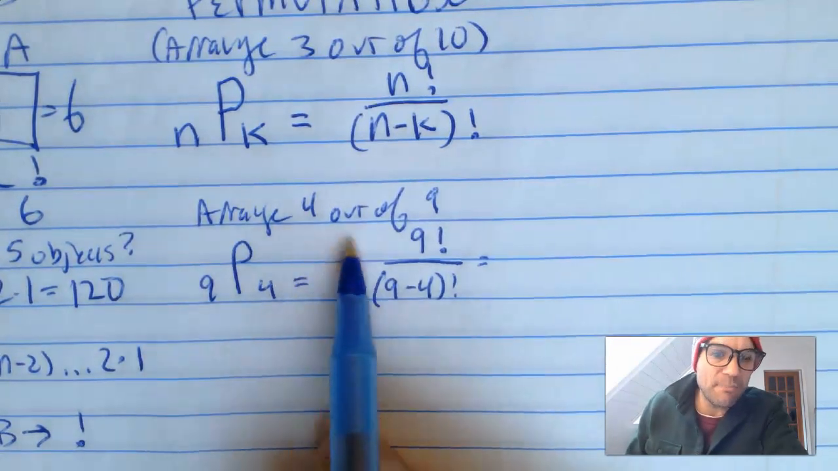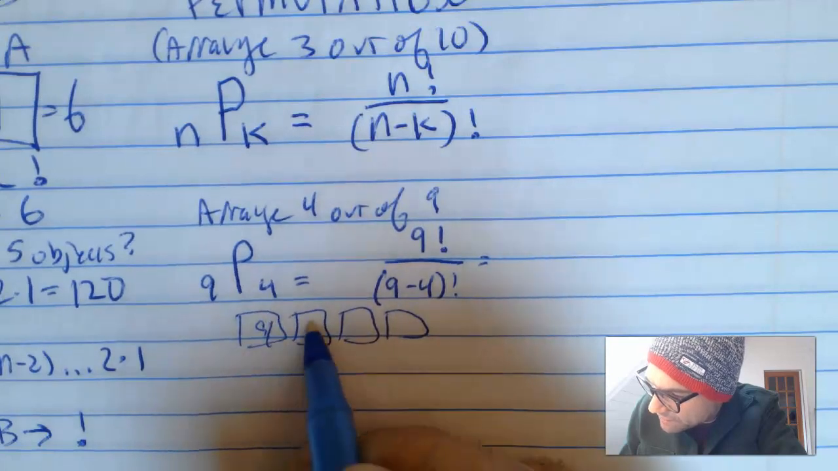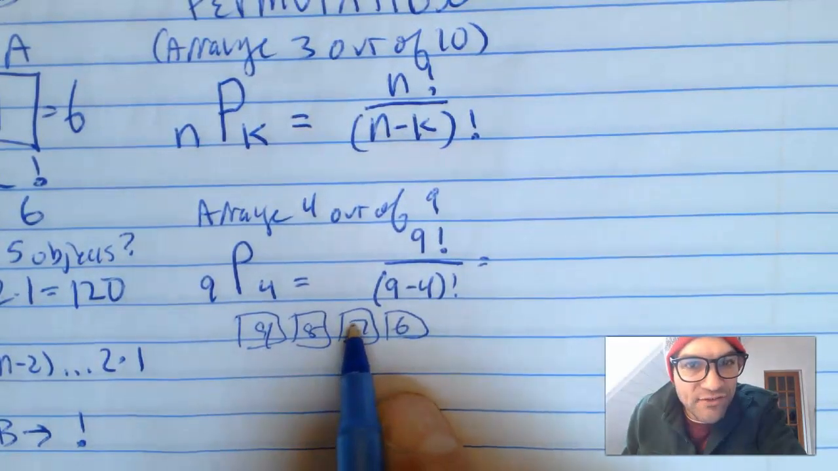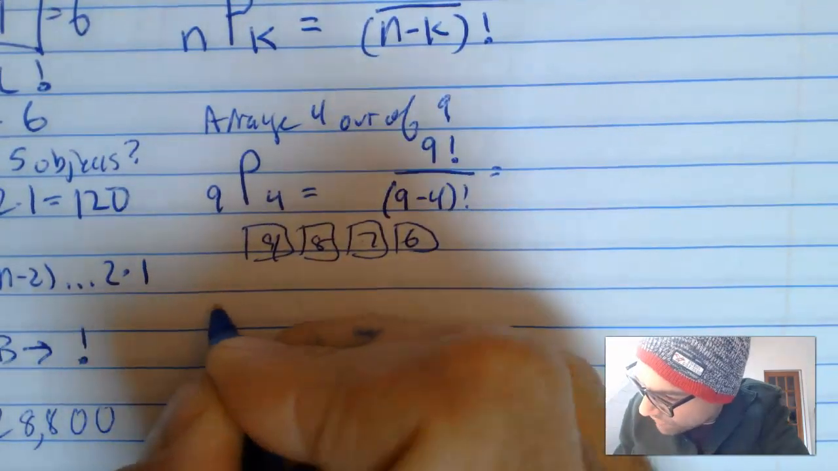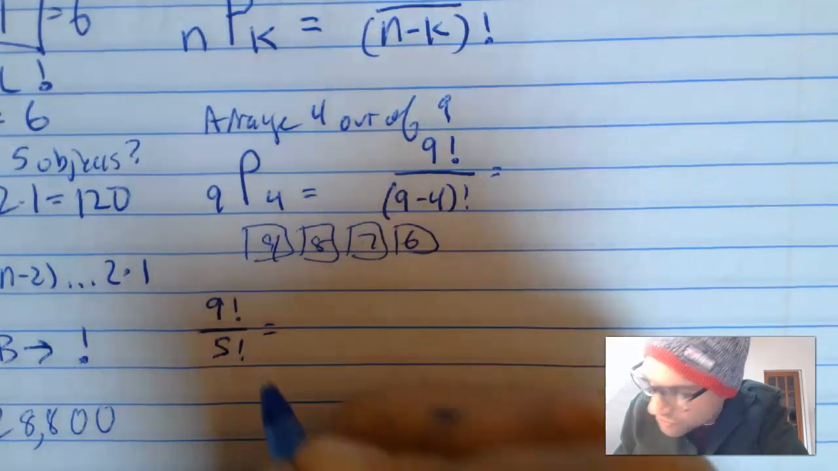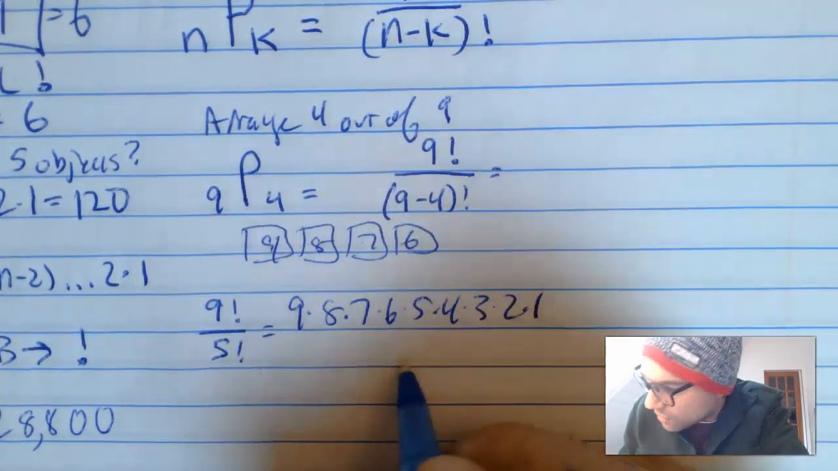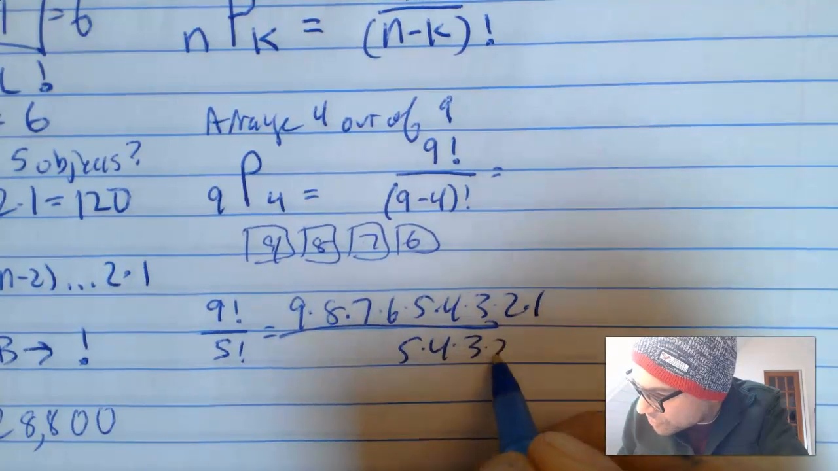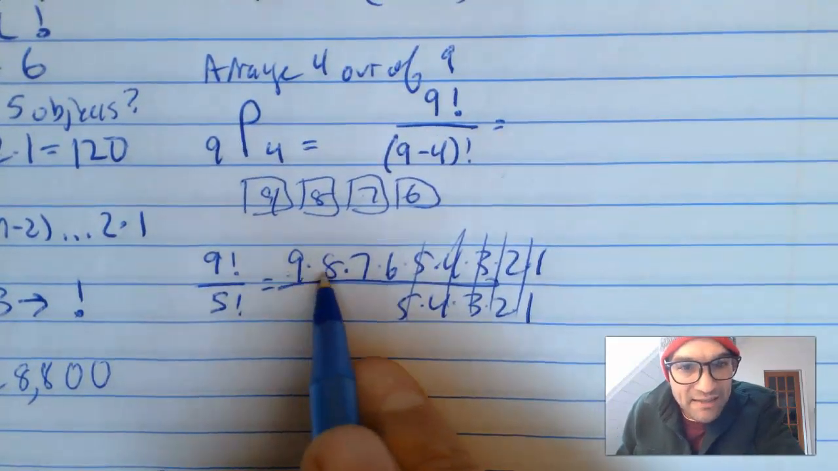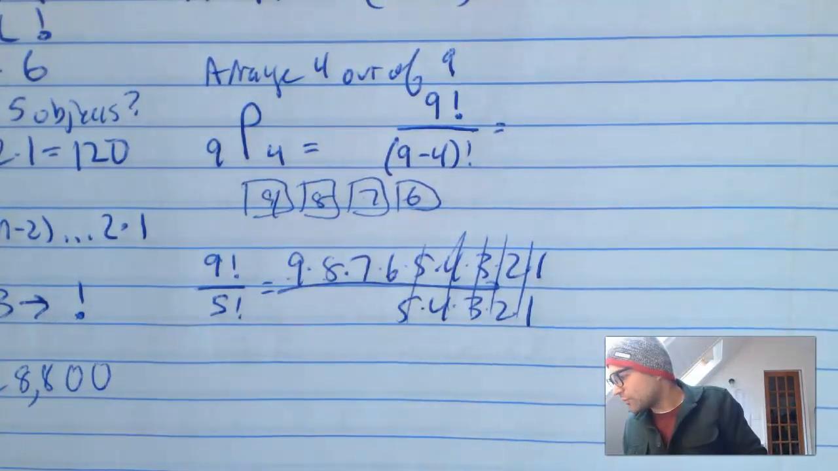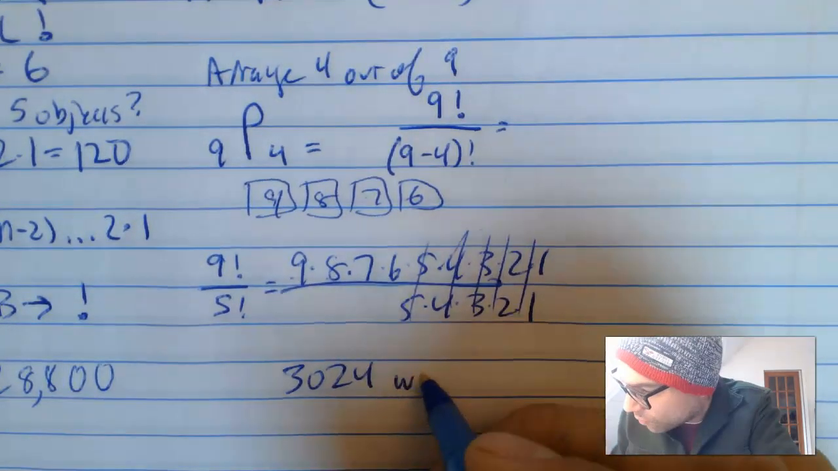And it makes sense because think about this. I have 4 spots, right? There's 9 for the first, then there's 8 left, 7, 6. So I want to end with 9, 8, 7, 6. Let's see if this works out. What is 9 factorial over 9 minus 4 factorial? It's 9 factorial over 5 factorial, which is 9 times 8 times 7 times 6 times 5 times 4 times 3 times 2 times 1 over 5 times 4 times 3 times 2 times 1. What happens with my 5, 4, 3, 2, 1? They cancel. And what's left? 9 times 8 times 7 times 6, which is exactly what I wanted in the first place. 3024 ways.